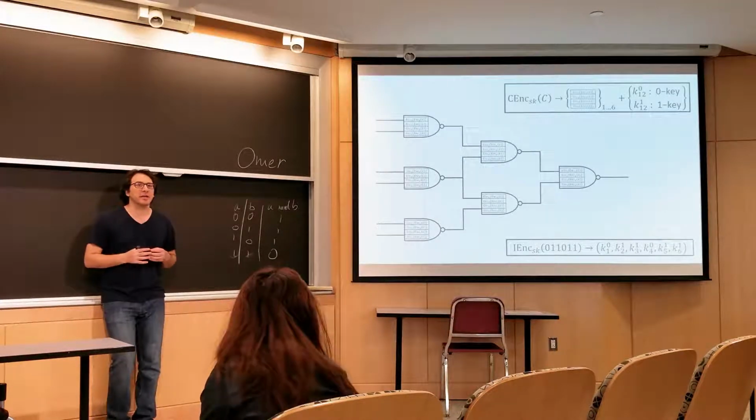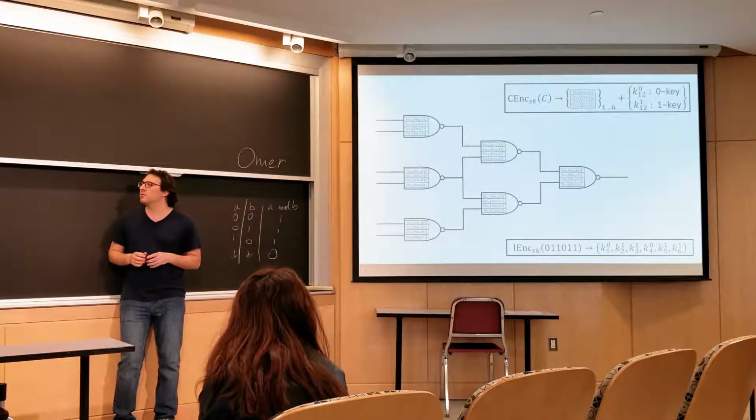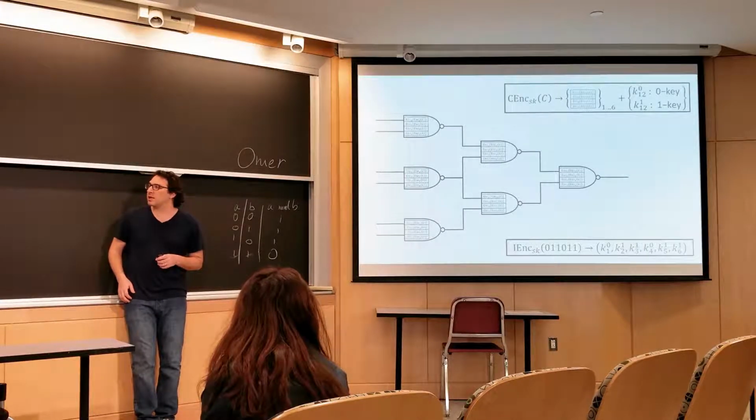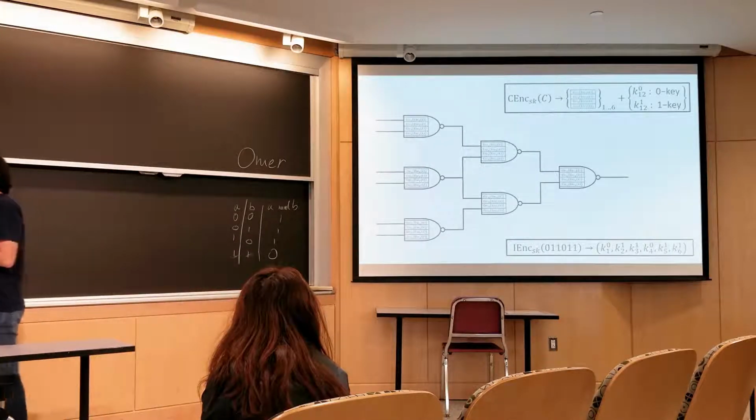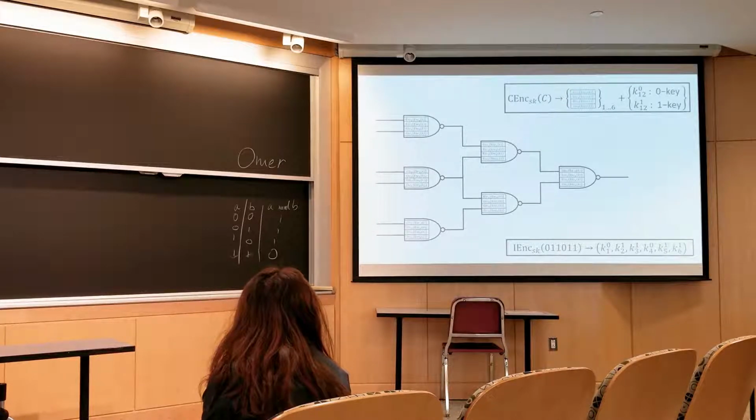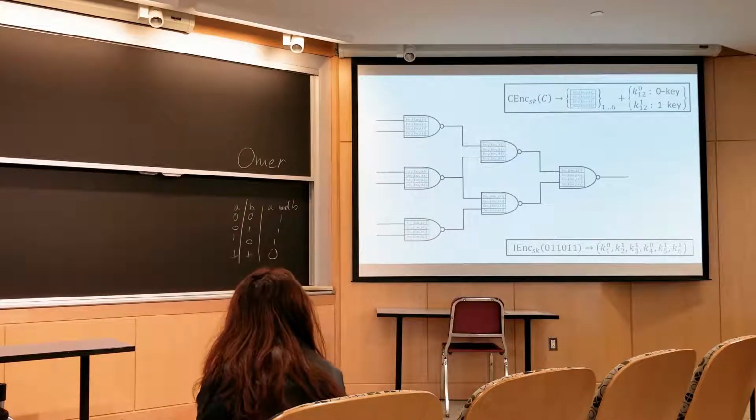Okay, so this was kind of a tangent. What I want to do now is connect all these pieces together and tell you how we garble the circuit and how we garble the input. So again, we have this garbled circuit.